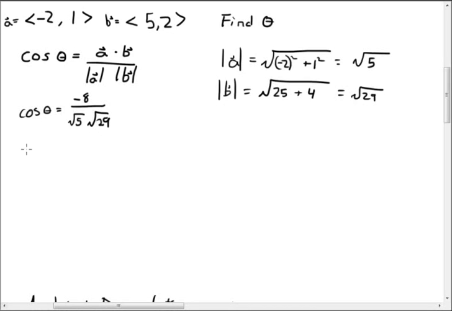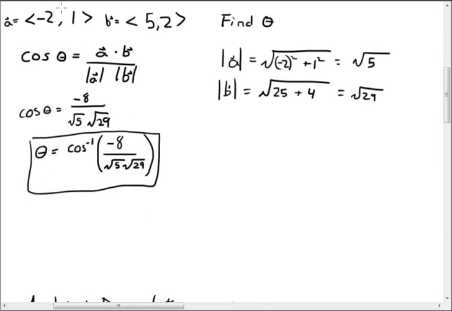And then, of course, theta will be equal to inverse cosine of -8 over the square root of 5 times the square root of 29. If you don't have your calculator, you leave it like this because we can't really simplify it. And if you do have your calculator, you punch it in and get your angle. So this is the answer here.